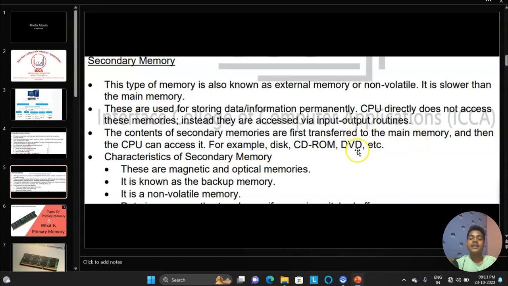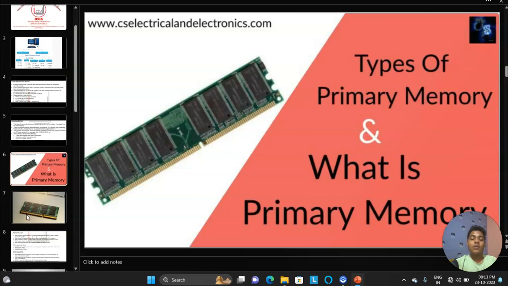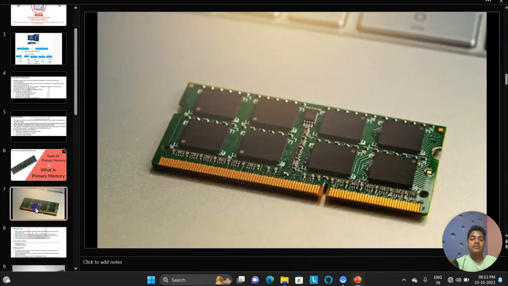For example, CD-ROM, DVD, etc. Characteristics of secondary memory: these are magnetic and optical memories. It is known as the backup memory. It is non-volatile memory. Next we will learn about the types of primary memory.